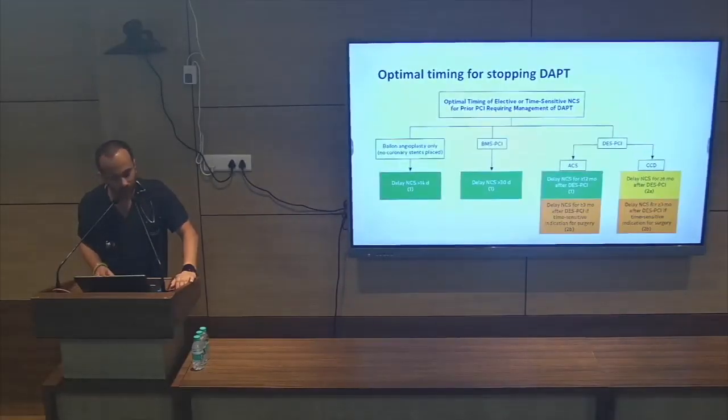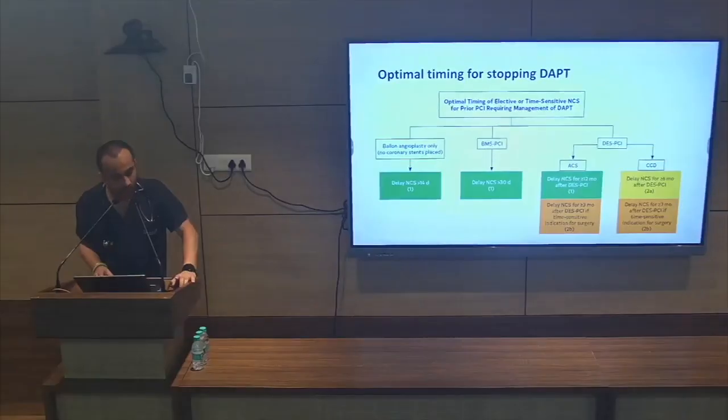Now this is about the optimal timing, which is the most troublesome part, for stopping the dual antiplatelet therapy. For time-sensitive non-cardiac surgery, if POBA, plain old balloon angioplasty, has been done, the non-cardiac surgery can be delayed up to 14 days. If a bare metal stent was placed, the surgery can be delayed up to 30 days. If a drug-eluting stent was placed for acute coronary syndrome, the surgery can be delayed up to 12 months or should be delayed.